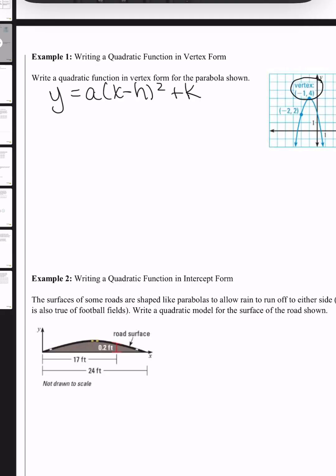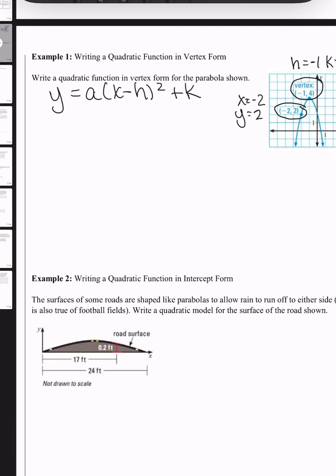If we are given the vertex, then we know what h is. h is -1, and we know that k is 4. We are also given some other point here, which we can then use as an x and a y value. So we'll use x is -2, and we'll use y is +2. Okay, so if I know all of those things, I can plug them all in, and I can find a.